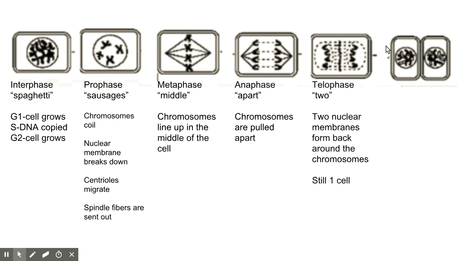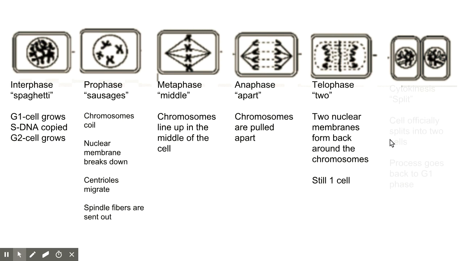Telophase is two, so tella is two. And what that means, you can see that dotted line surrounding the outside of the chromosomes here. So in telophase, we have these nuclear membranes, and again, the nuclear membrane is what surrounds the DNA. The nuclear membrane is reforming. The two nuclear membranes form back around the chromosomes. So it's still one cell, but we're getting close to being able to divide the entire cell.